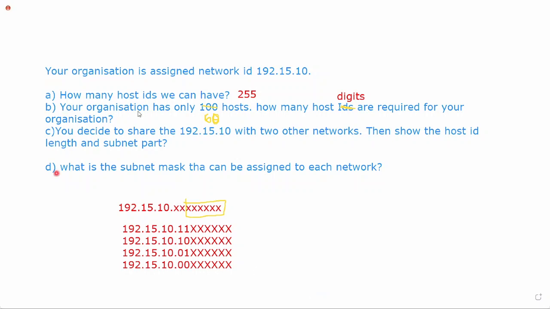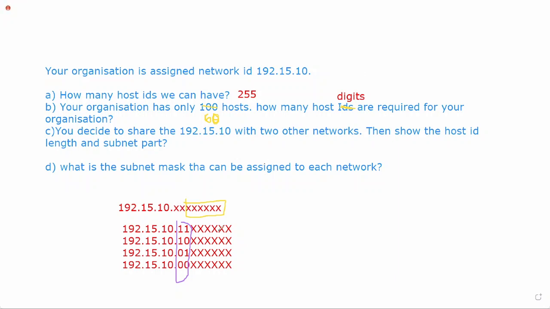So you decide to share this 192.15.10 with 2 other networks, then show the host ID length and the subnet part. This part that I have shown in purple color is called the subnet, right? Then we are asking what is the subnet mask that can be assigned to each network, right? So subnet mask means this.